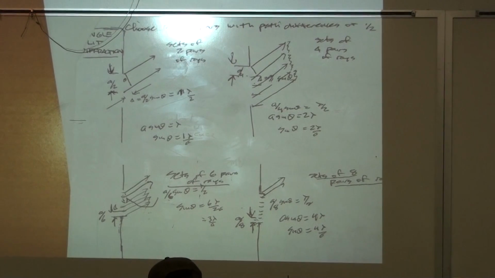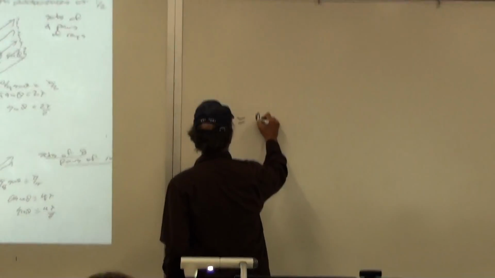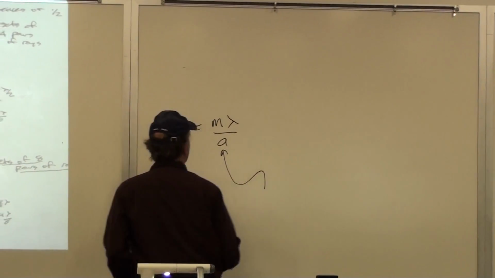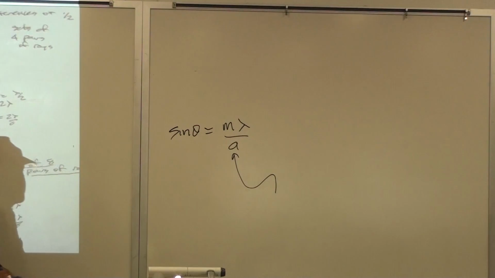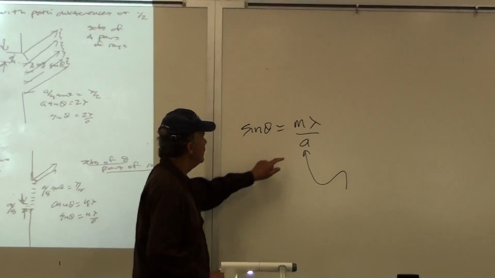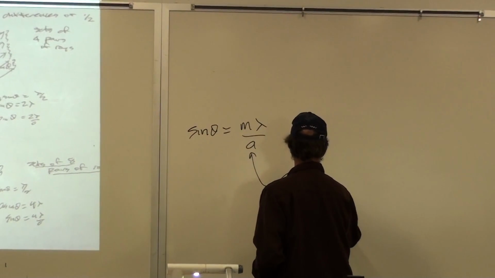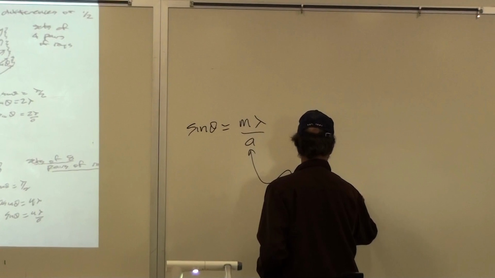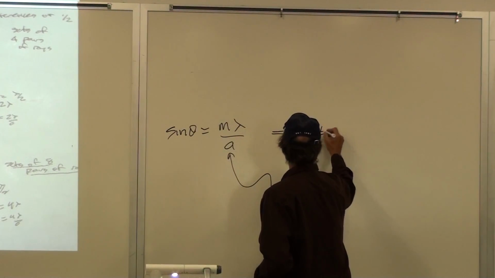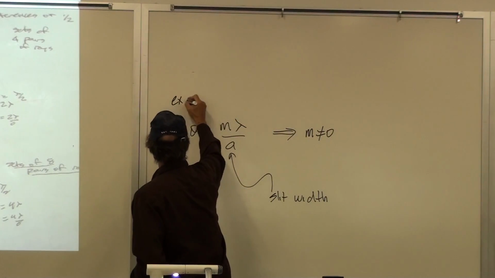So that result for single slit is sine theta equals m lambda over a. It looks a lot like our double and multiple slit diffraction pattern relationship, but with d replaced by a. So this is our slit width. But there are some differences. One, m can't be equal to 0, and this is the equation for dark spots, not for bright spots.